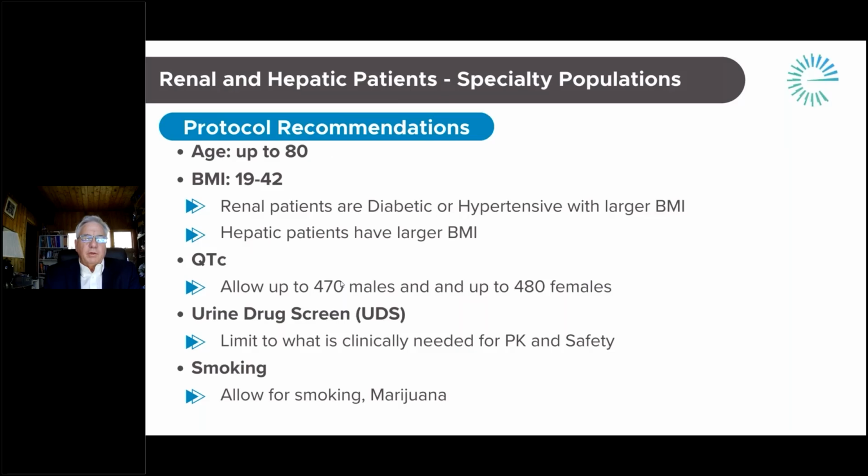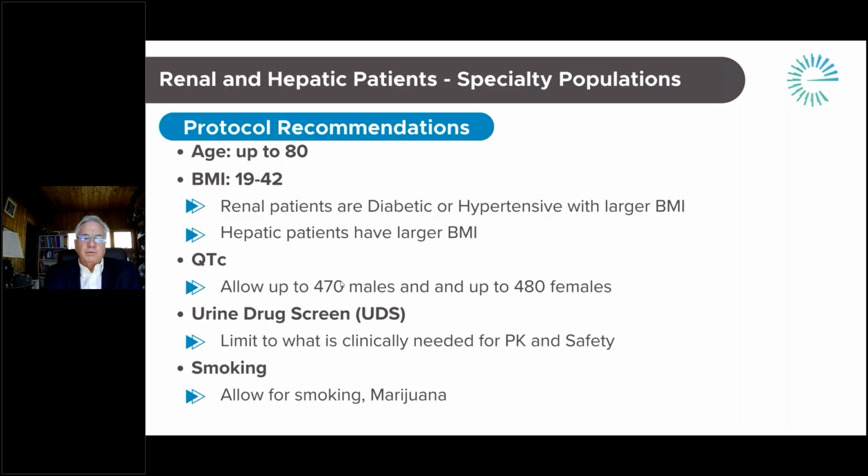Renal and hepatic patients are at best hard to find, and I wanted to provide an overview of what has made our studies successful in the past. I've called out the key criteria within the inclusion and exclusion criteria that have truly been the sticking points as it relates to recruitment and enrollment for our studies. The age, increasing it to 80 if possible, as we all know 75-year-olds are not all the same. The BMI, increasing this to 42, as these disease states are most commonly associated with larger BMIs. QTc guidelines, up to 470 for males and 480 for females.